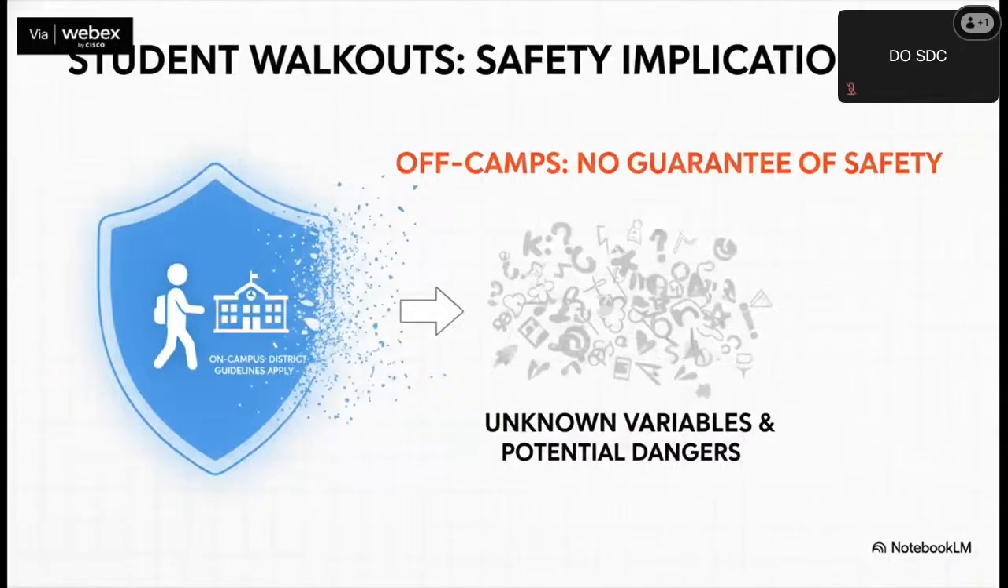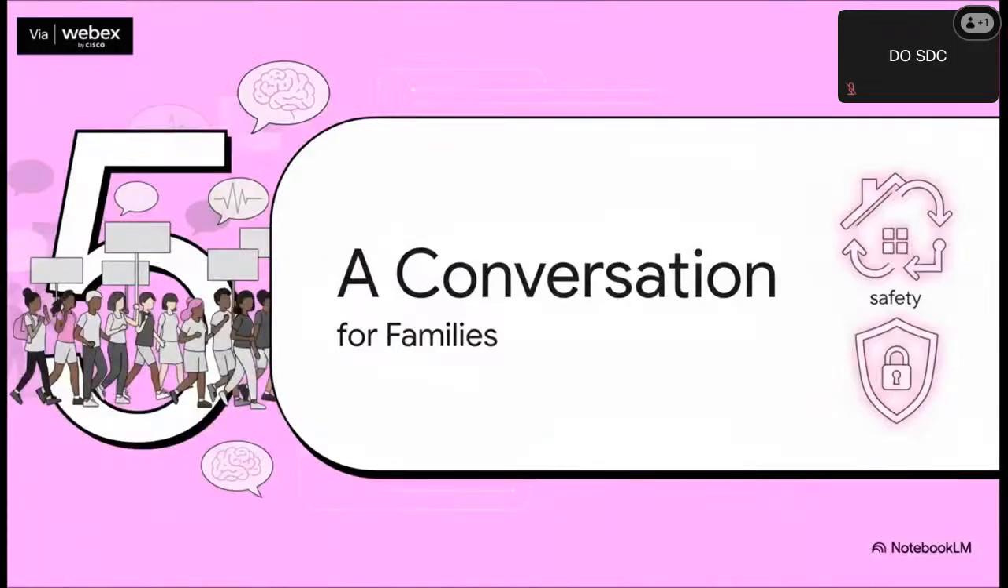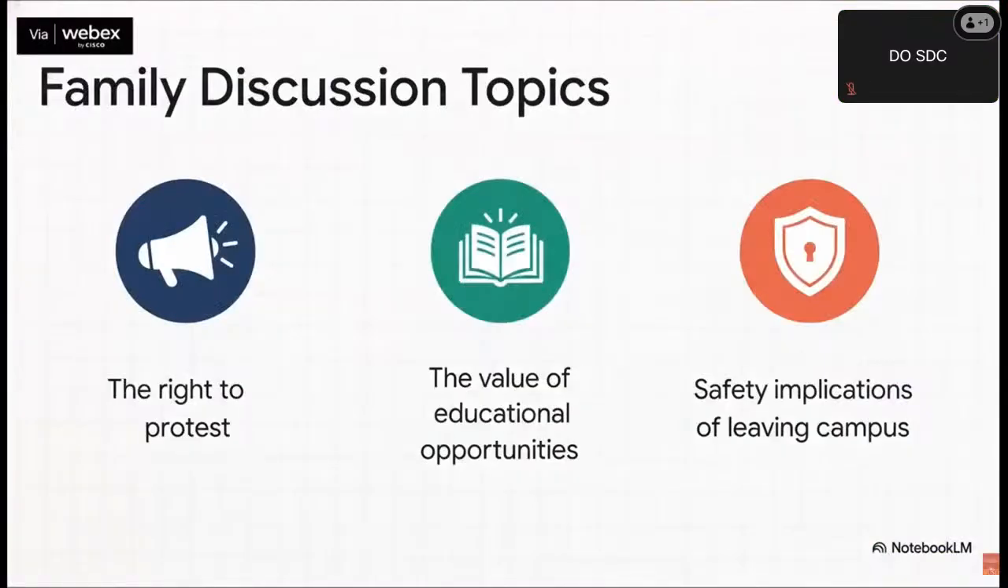So with all of this in mind, the right to express yourself, the rules on attendance, and these major safety concerns, the district is really encouraging families to just have an open conversation about these issues at home. These are pretty much the three pillars of that conversation. Families are encouraged to talk about how important it is to make your voice heard, while also weighing that against the value of being in class and, maybe most critically, the real safety risks of being off campus without any supervision.